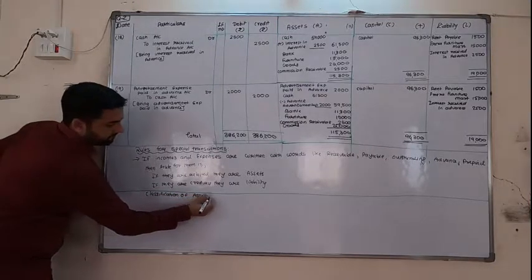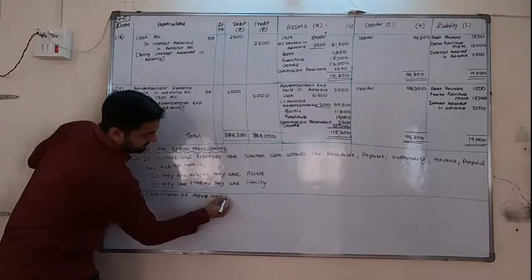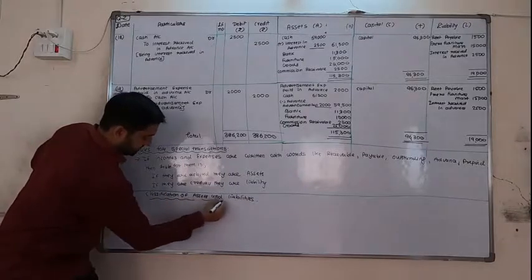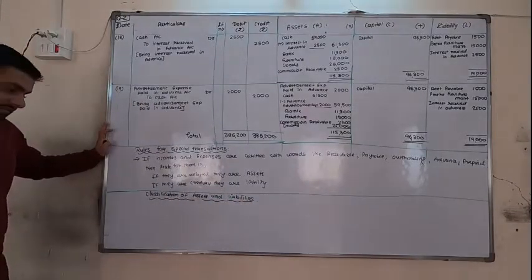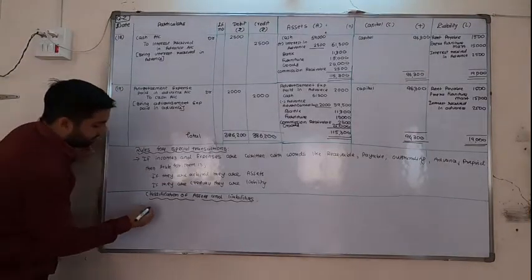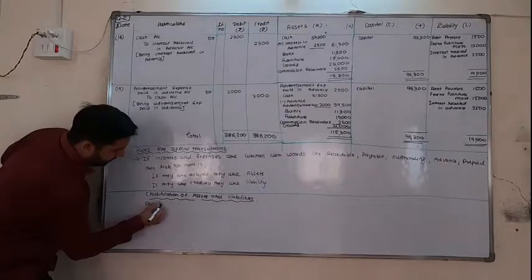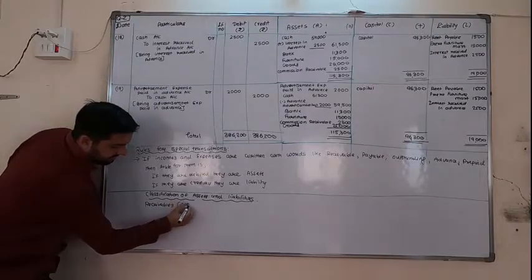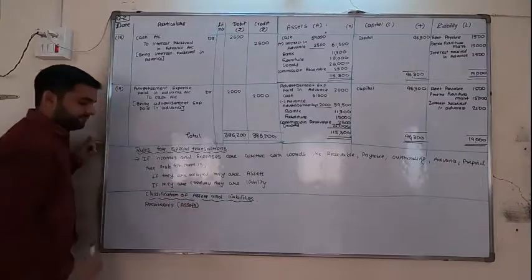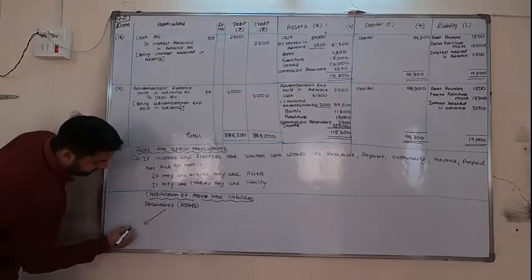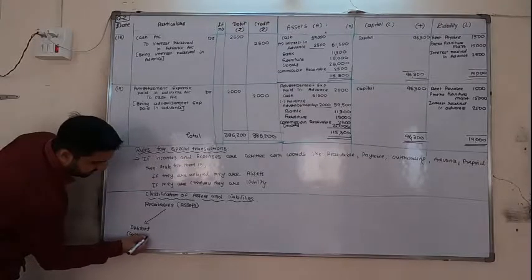classification of assets and liabilities. How? Receivables, they are our assets. And they are in which form? They are our debtors, means they are our customers.